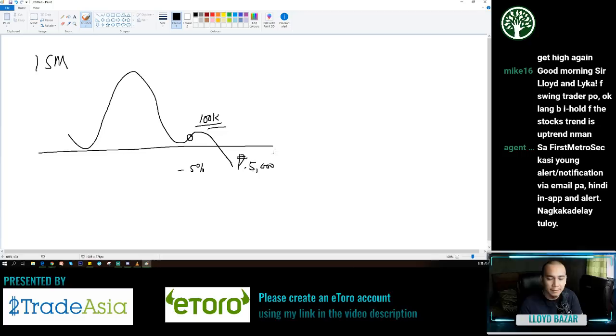Now, my question for you is, if you can answer it in the comment, please. 5,000 pesos. Is it easy to cut loss 5,000 pesos or not? Your system is telling you, i-cut loss mo na yan. And then pagtingin mo sa amount, hala, negative 5,000 pesos na ako. Is it easy to cut loss 5,000 pesos? Yes or no? Masakit yan. Right? I know your answer.